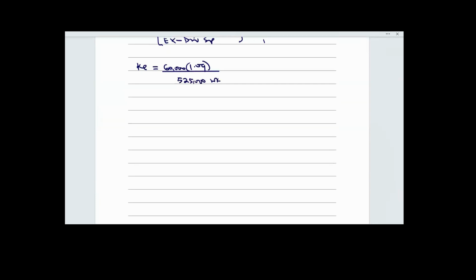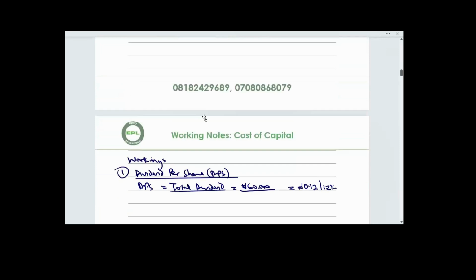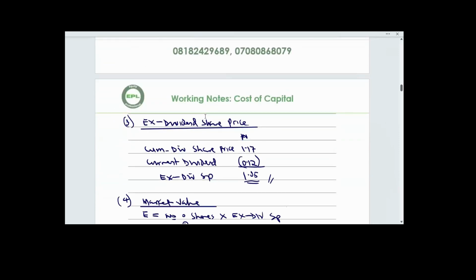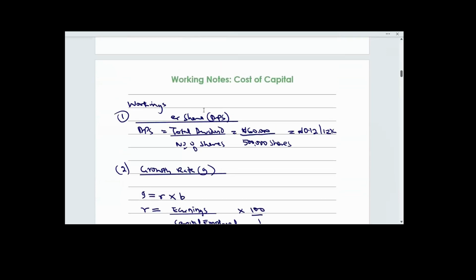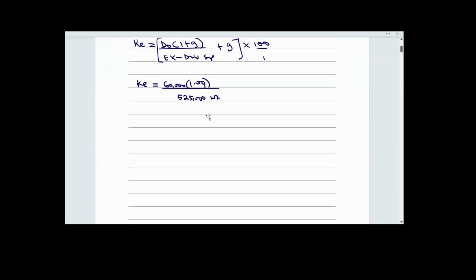This is working number, I think that's working number 5. Let me confirm. Working number 4. Okay. Working 4. Then plus the growth rate of 9%, 0.09. So all of this multiplied by 100%.